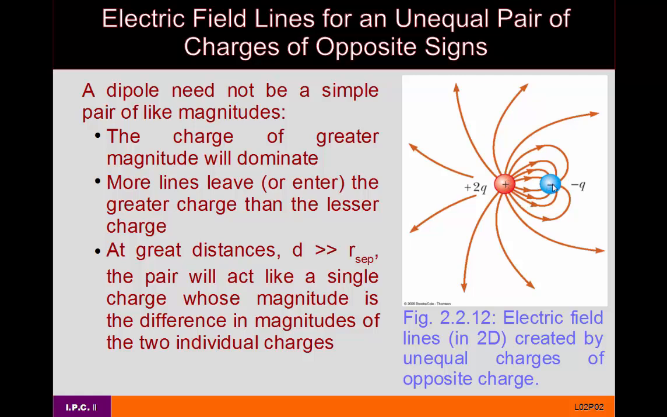So every one of the lines that terminates on this negative charge could be drawn coming out of the positive charge, and then you have to draw an additional number of these lines coming out that do not terminate anywhere. They just go off to infinity. And if we go very far away, these things that are going off to infinity start to look very much like the same configuration that you would have if you just had a single charge of magnitude 2 minus 1 equals 1. So 1q located here in the middle.